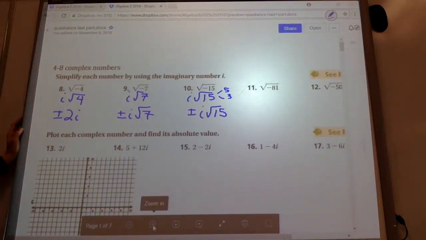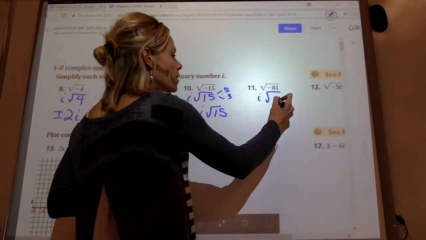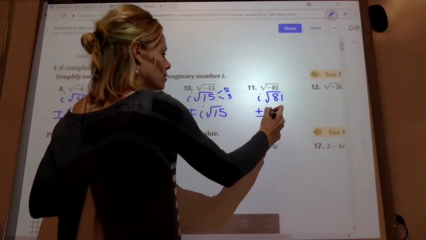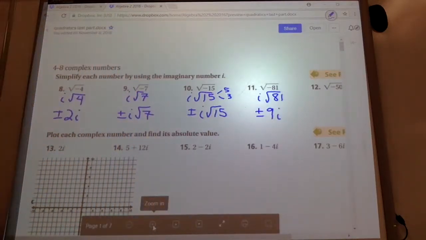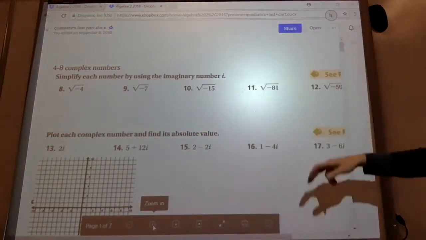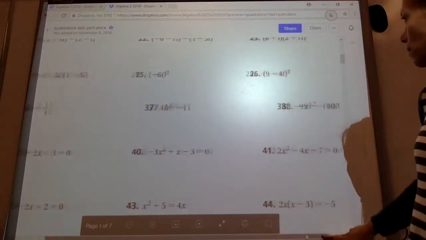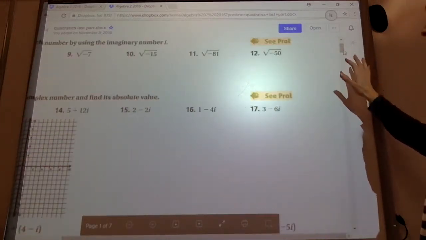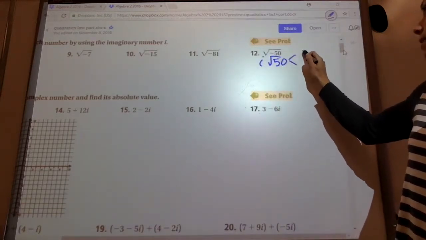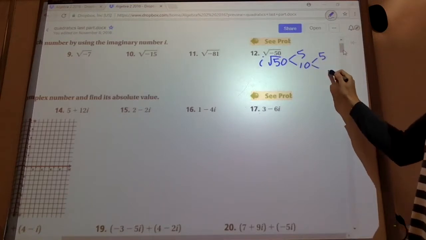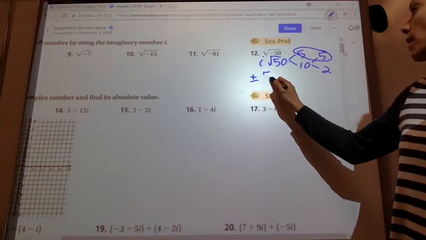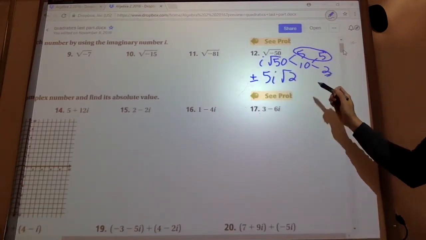Negative 81, I can take out the i. Now I can square root 81. Square root of 81 is 9. So I get plus or minus 9i. Negative 50, take out the i. But 50 breaks down into 5 and 10. 10 is 5 and 2. There's two 5s, I can take one out. So I'd have plus or minus 5i root 2, because the 2 stays underneath.